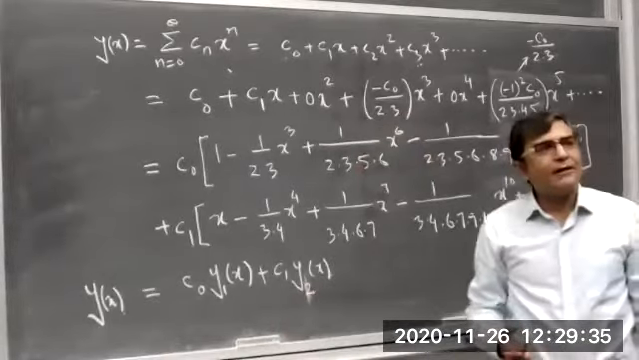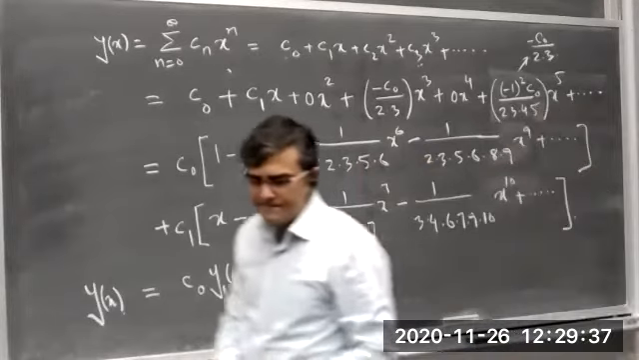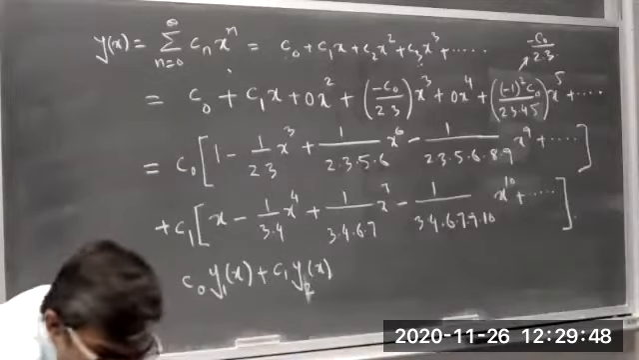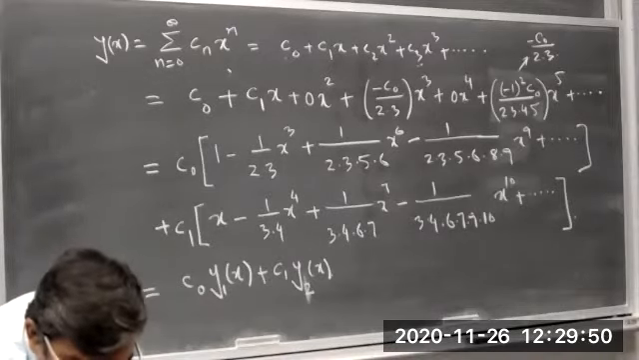The next step. Yes, go ahead. Sir, first, when we put K equals 2, we said that C4 equals 0 comes. Sir, can you explain why C4 is 0?